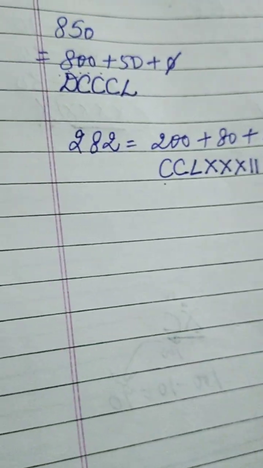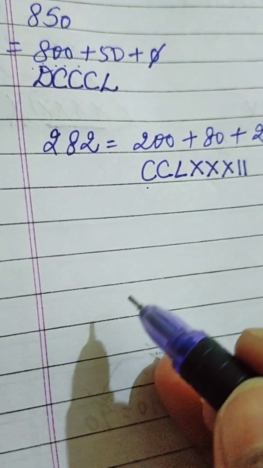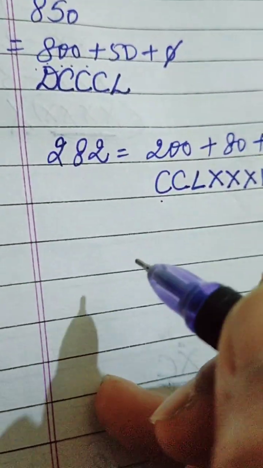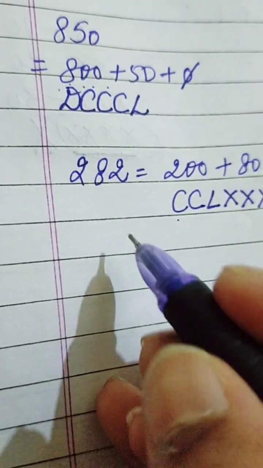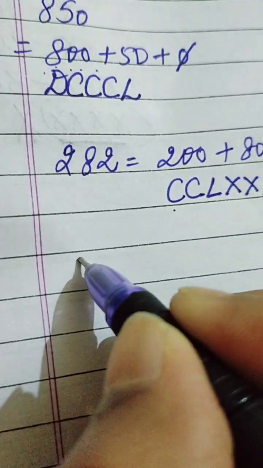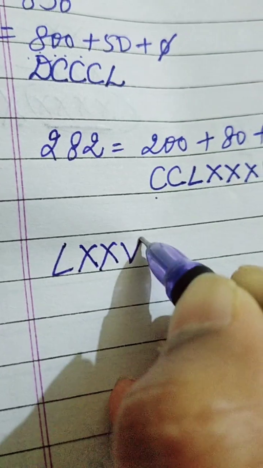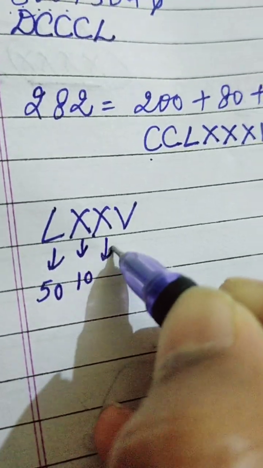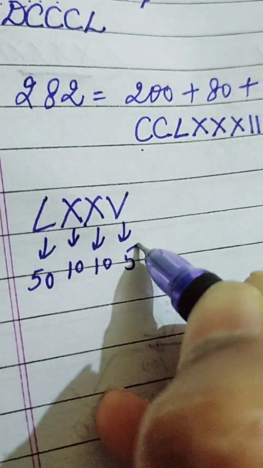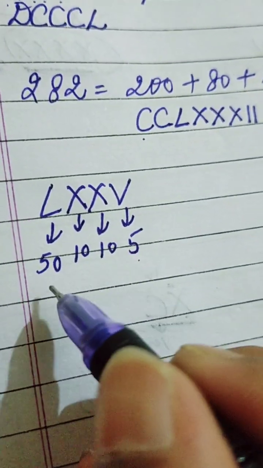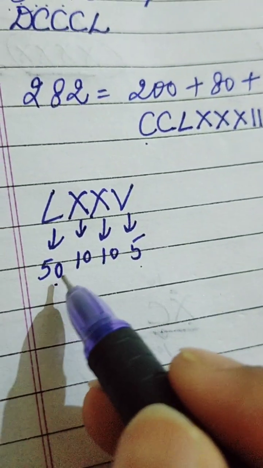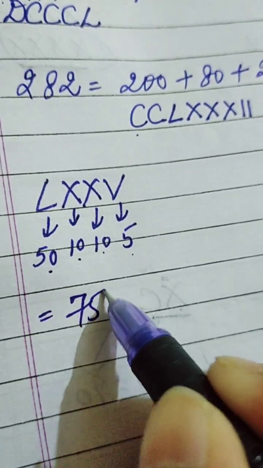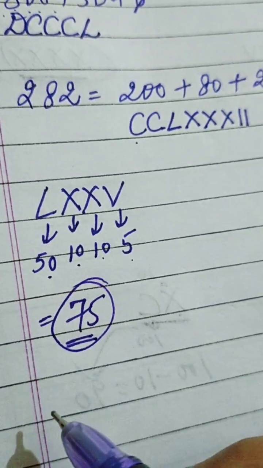Okay. Now the next concept is to convert Roman numerals into Hindu Arabic numerals. For example, we are having LXXV. L means 50, X means 10, this X means 10 and this V means 5. So all these will be added because these are on the right hand side. 50 plus 10 plus 10 plus 5. So this is 75. We will write 75.